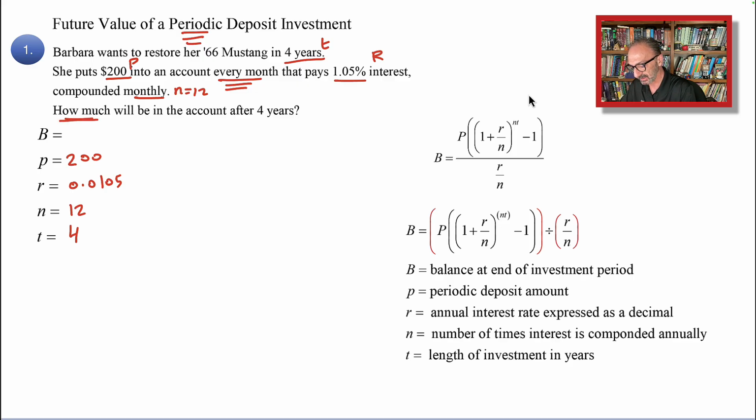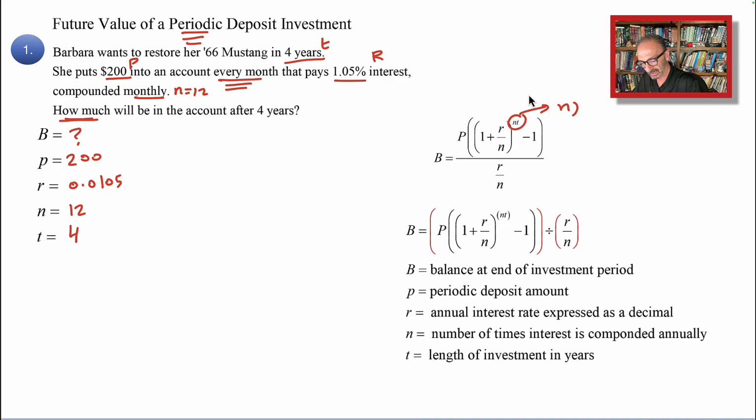So we need the balance, and that's missing. The formula is on the right side. I'm gonna use it and put the numbers where they belong, and we'll move on. First of all, we have N times T. You could reduce that to N, which is 12, and T is 4. So instead of 12 times 4, we could write 48. That is part of the calculations to help us out.